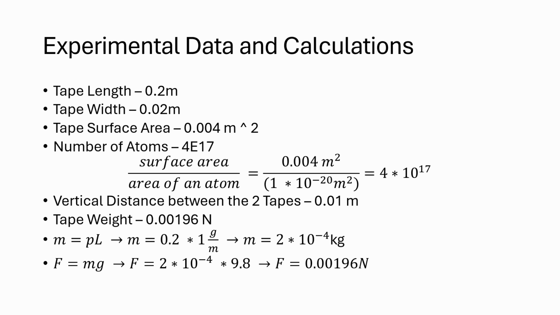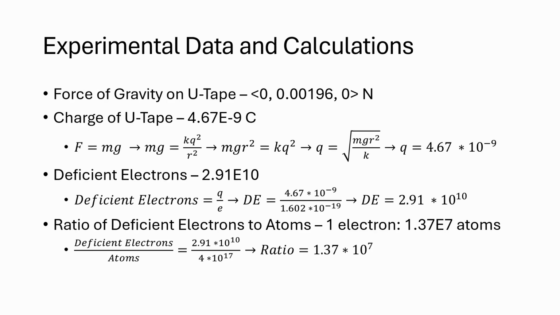The tape weight is 0.00196 newtons, which we got by multiplying the density by the length and multiplying that by 9.8. The force of gravity on the U-tape as a vector is only in the y direction. The charge on the U-tape is 4.67 nanocoulombs, which we got by setting mg equal to the electric force, which then, since both q's are equal, we multiplied them together, and we got 4.67 nanocoulombs.